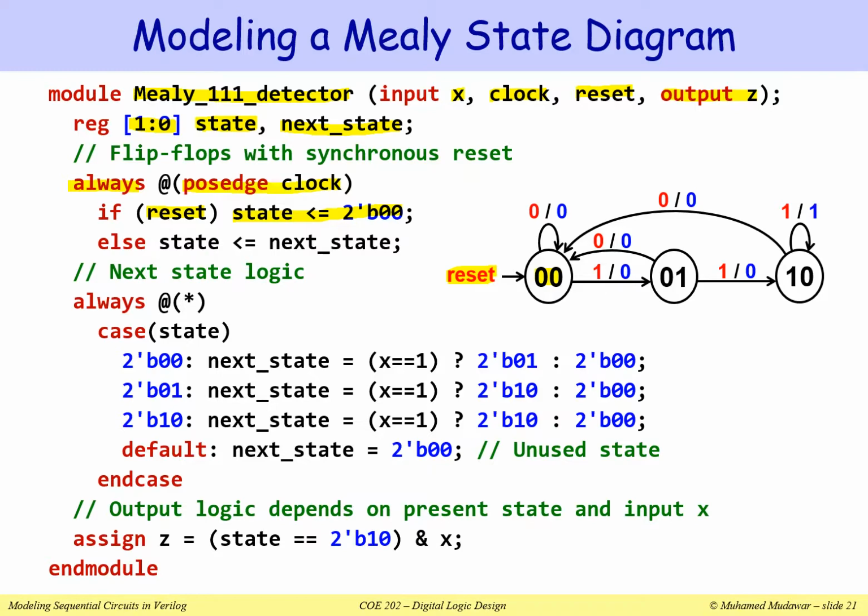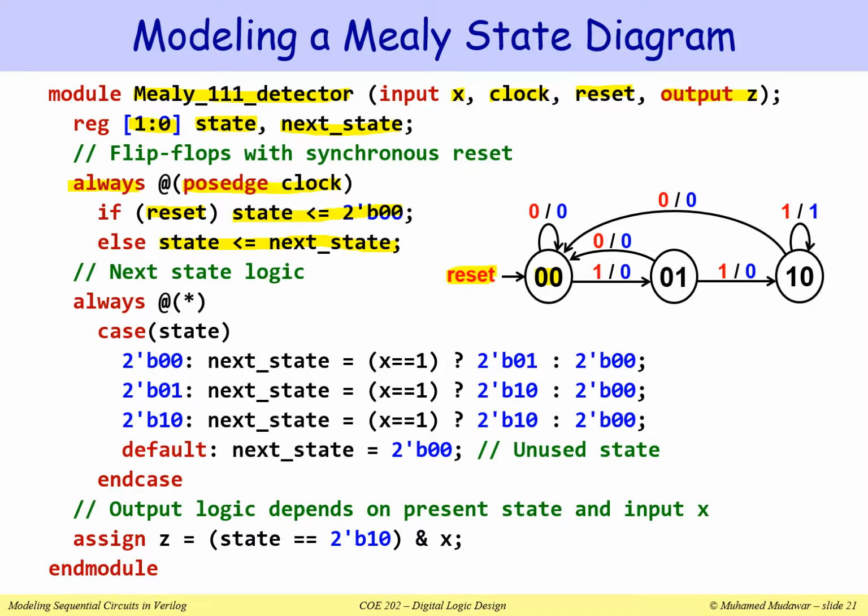If we are not resetting, then state becomes next state. That's how we make a transition from state to the next state. It means that the output Q of the flip-flops becomes the D input of the flip-flops. So we are describing 2 flip-flops with the help of one always statement.